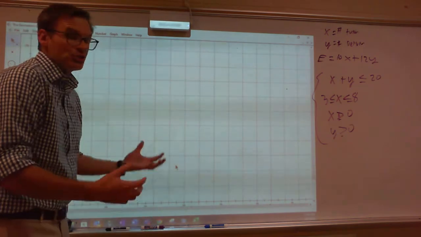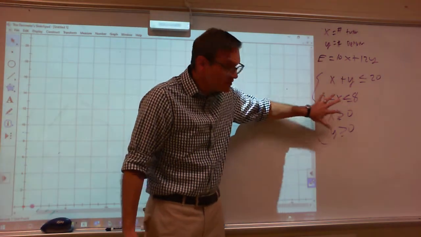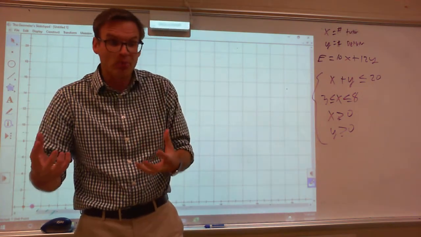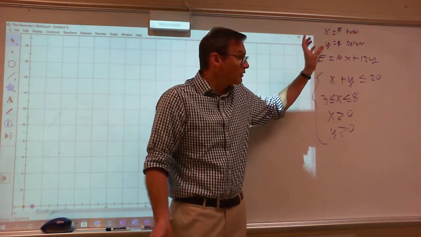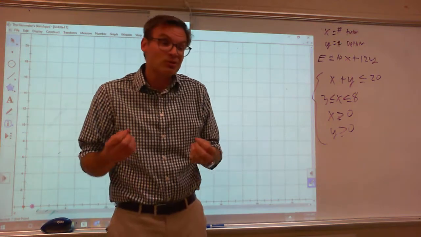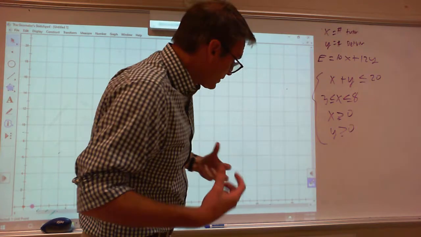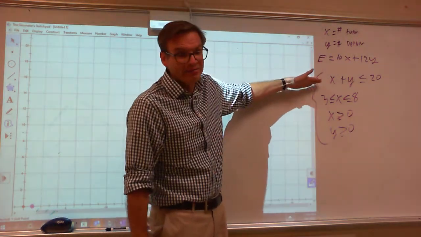So, here's your job. We have to graph this system of inequalities. It's going to find a feasible region. We're going to find the corner points, or the boundary points, plug them into our objective function, and that's how we find our answer. We've done that, we just haven't done it with this particular problem, so that's what we're going to do.